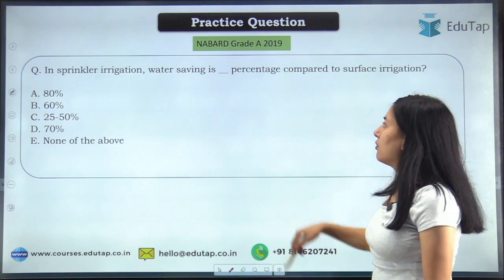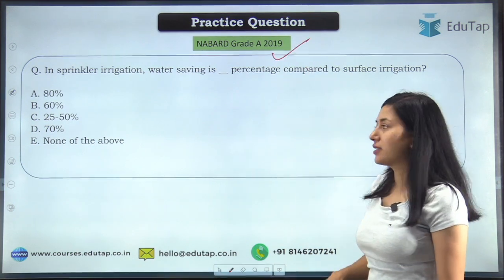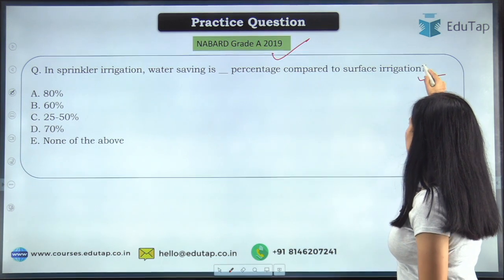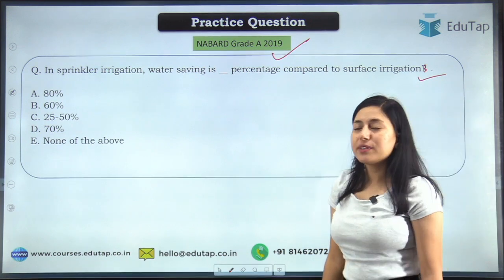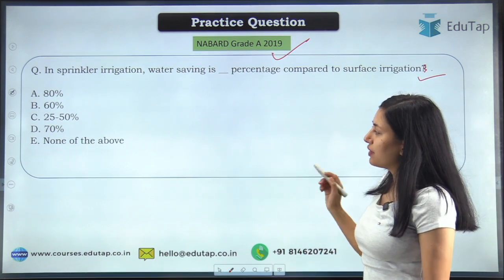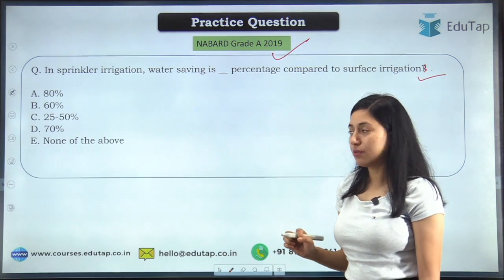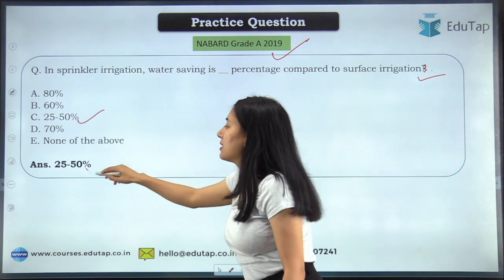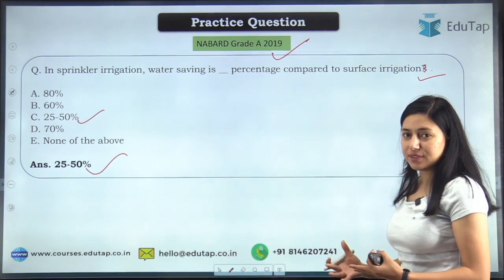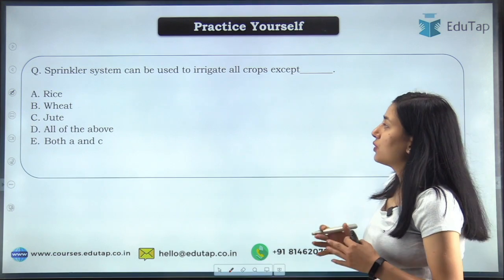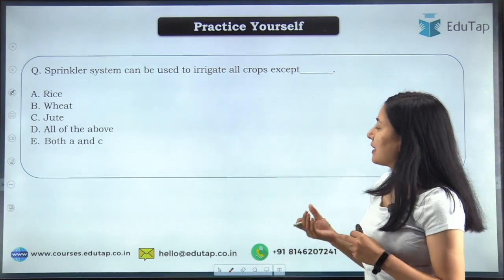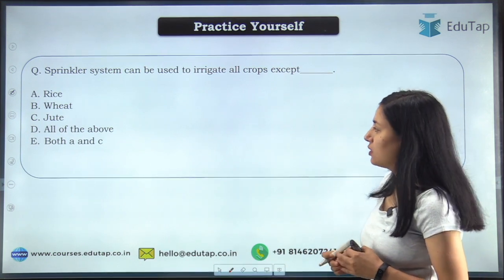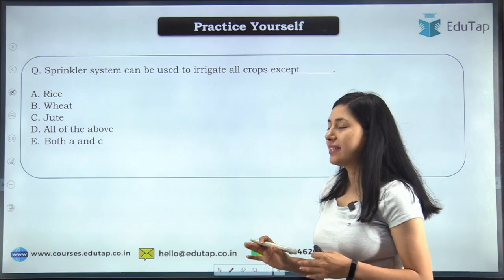Moving on to the next question, which was asked in NABARD Grade A 2019: in sprinkler irrigation, water saving is dash percent compared to surface irrigation. Your options are 80%, 60%, 25 to 50%, 70%, none of the above. Students, we have discussed that in sprinkler irrigation, 25 to 50% of water is saved as compared to surface irrigation. Now, students, this question is for you: a sprinkler system can be used to irrigate all crops except which? Options are rice, wheat, jute, all of the above, both A and C.